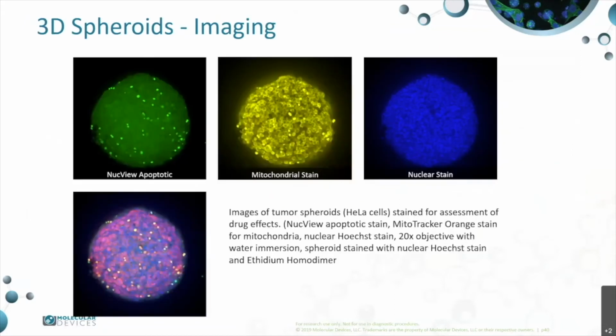Here you can see examples of 3D spheroids. So this is HeLa cells, and this is a spheroid stained with a nuclear apoptotic stain. So you can see sporadic apoptotic cells there. You can see staining with mitochondria, and you can see the typical mitochondria stain pattern, which is around the nucleus, and you can see nuclear stain. So you can achieve very good resolution by using a water immersion objective, which also works with the flow chip system.